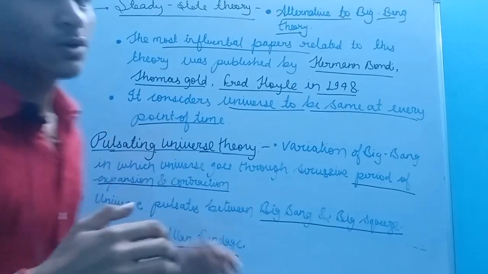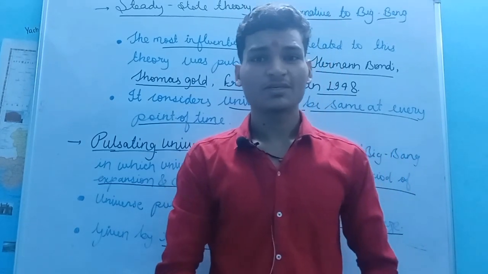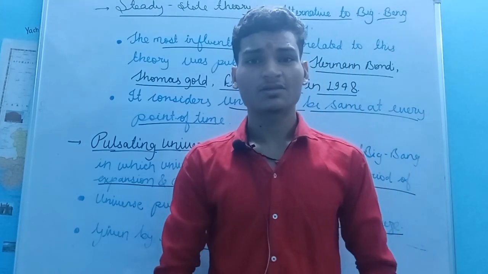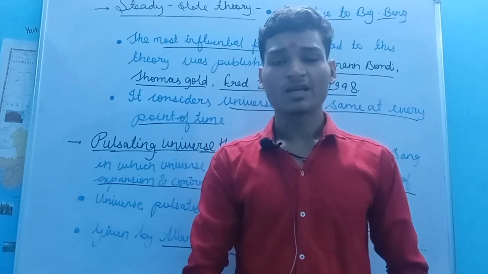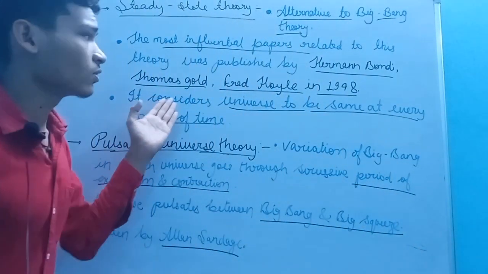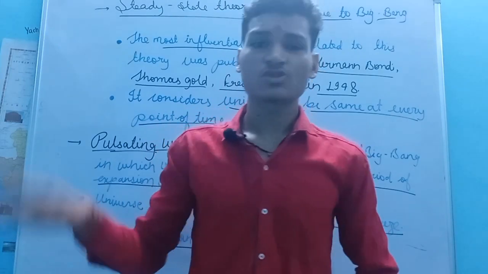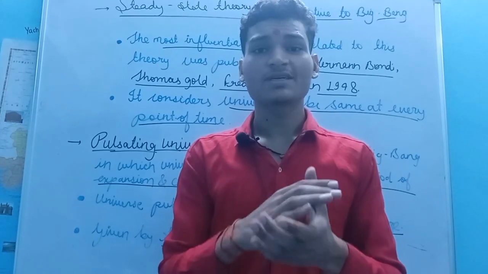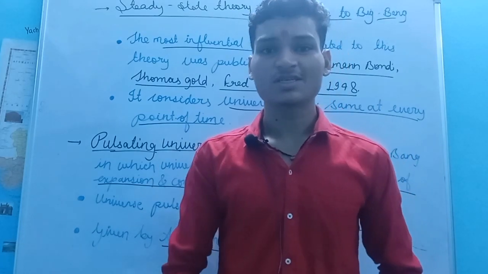Okay friends, so there are two other theories related to the origin of the universe. The first one is the steady state theory, and the second one is the pulsating universe theory. So what is the steady state theory? It is basically an alternative to the Big Bang theory, and the most influential paper related to this theory was written by Hermann Bondi, along with other scientists such as Thomas Gold and Fred Hoyle, in 1948. This theory considers that the universe is the same at every point of time. So this is basically the concept of the steady state theory.